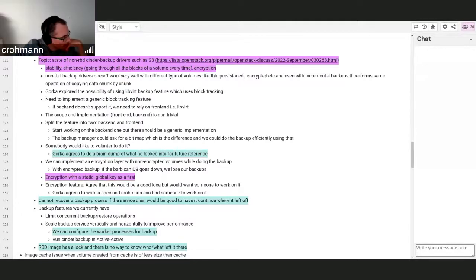Just going through the question part. Active. That is how we're running. We're running on three control nodes, and they all run Cinder volume, Cinder scheduler, and Cinder backup.